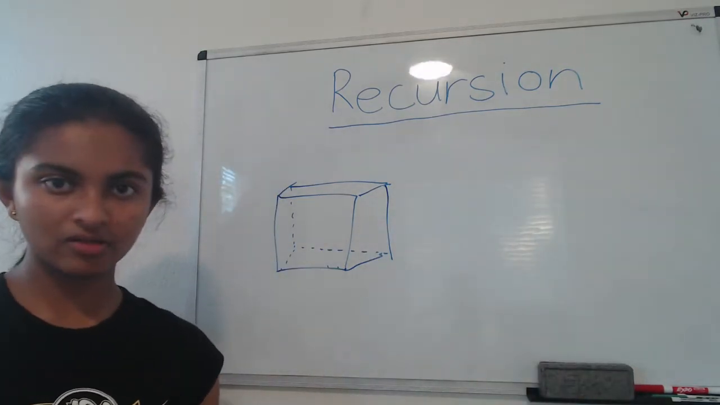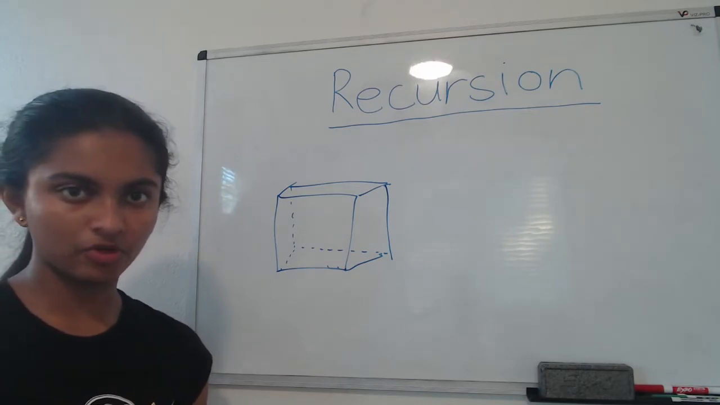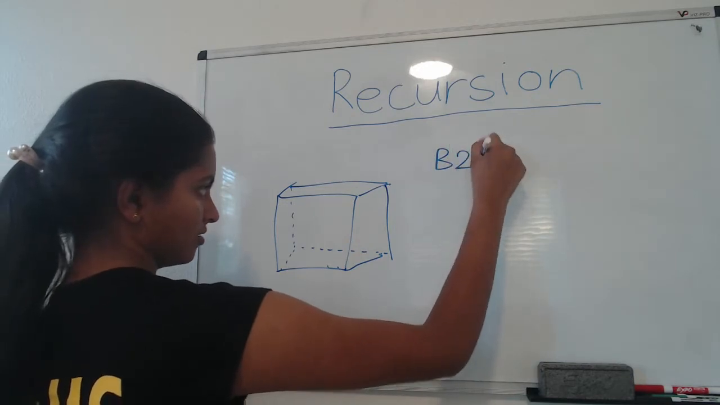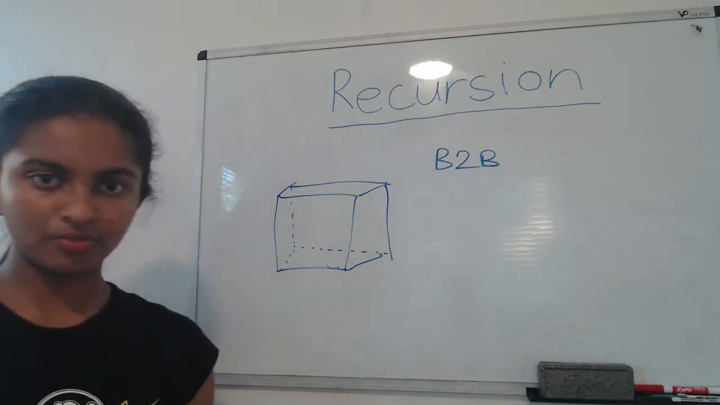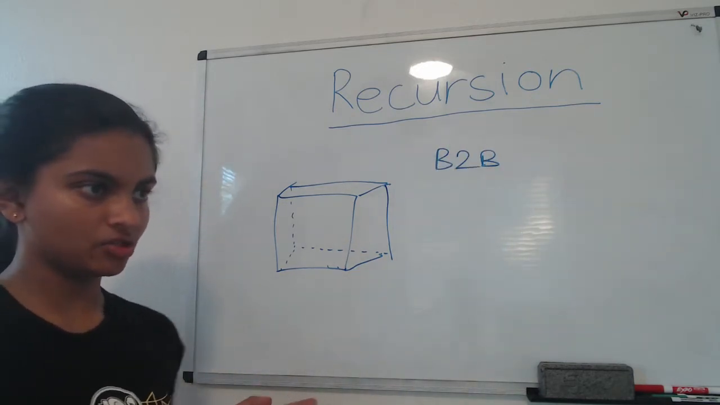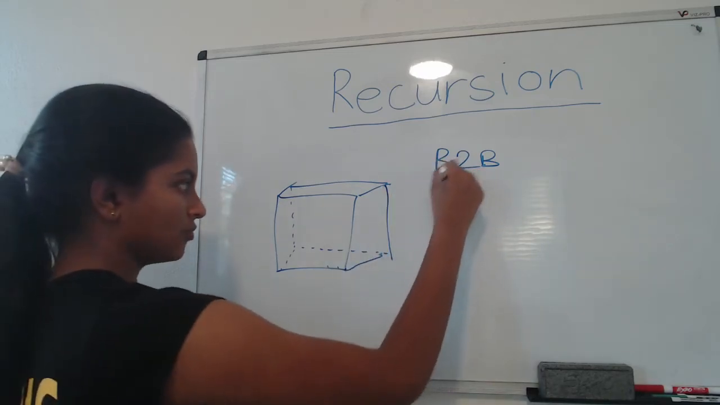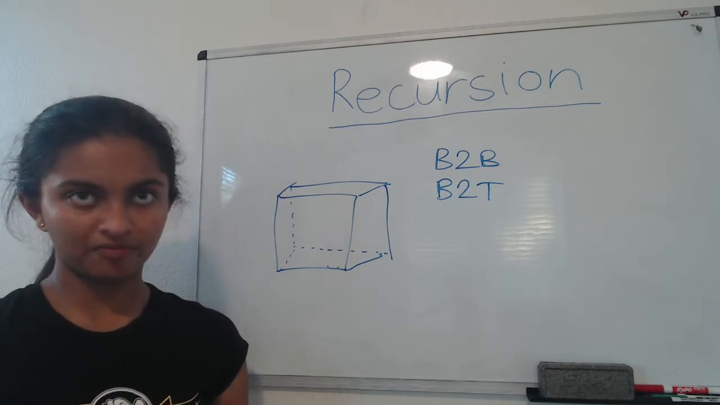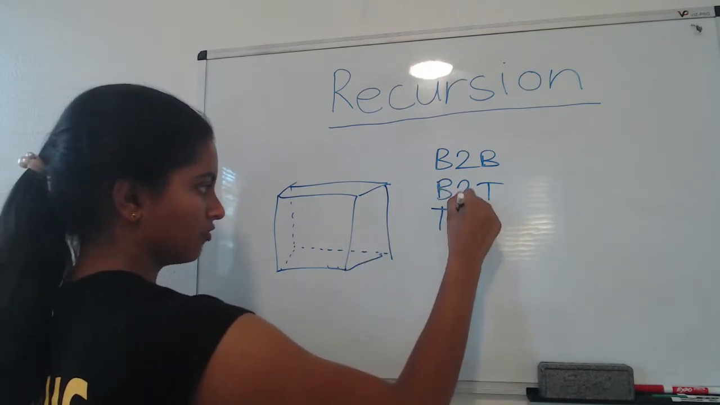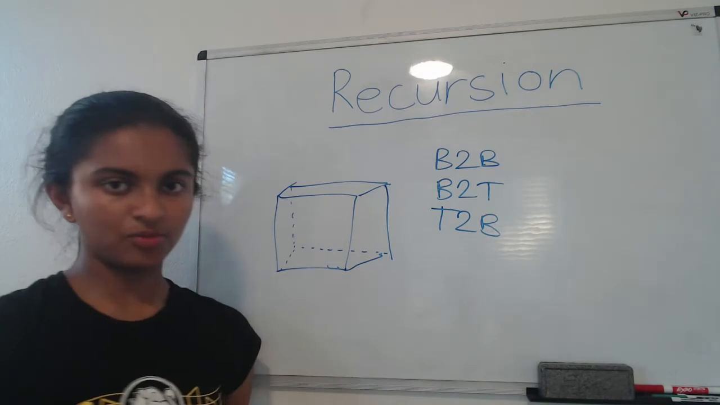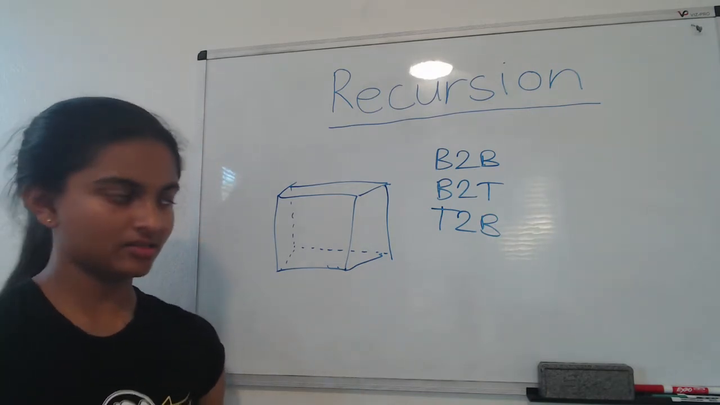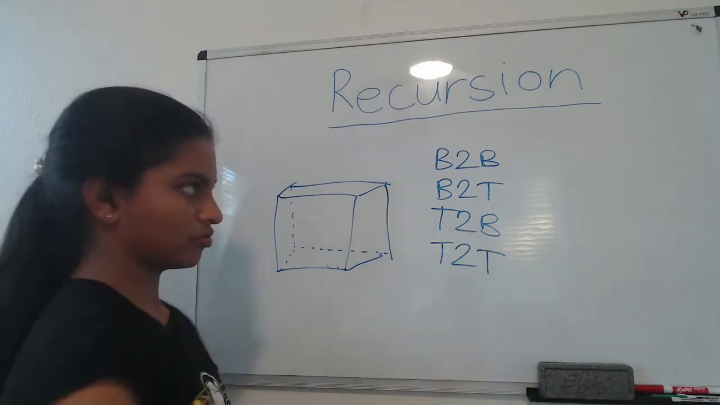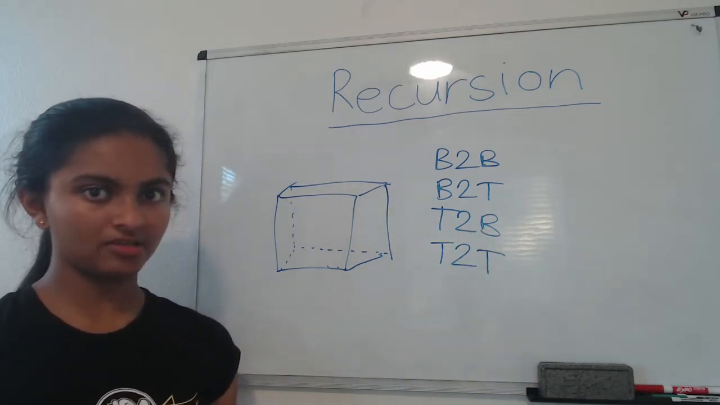We have to classify the moves. First, let's classify the move B to B. An ant moves from a bottom vertex to a bottom vertex. A move B to T. An ant moves from a bottom vertex to a top vertex. A move T to B. An ant moves from a top vertex to a bottom vertex. And a move T to T. An ant moves from a top vertex to a top vertex.